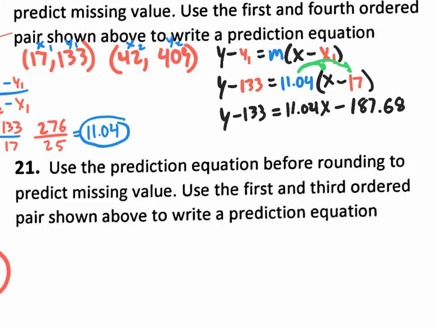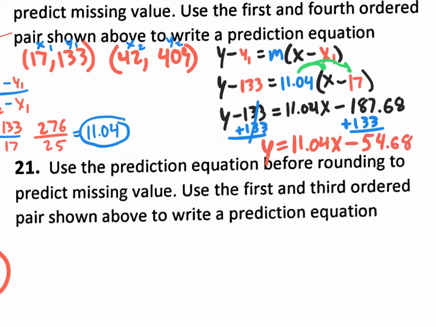So let's get rid of that minus 133 by adding 133. Cancels. Adding 133. And I apologize for the lack of space, but here's your answer. y equals 11.04x minus what? Negative 54.68. All right. So this is the prediction equation that they're going to have on the multiple choice. Well, not the exact one, but this is what you would find if you were actually taking the midterm right now.